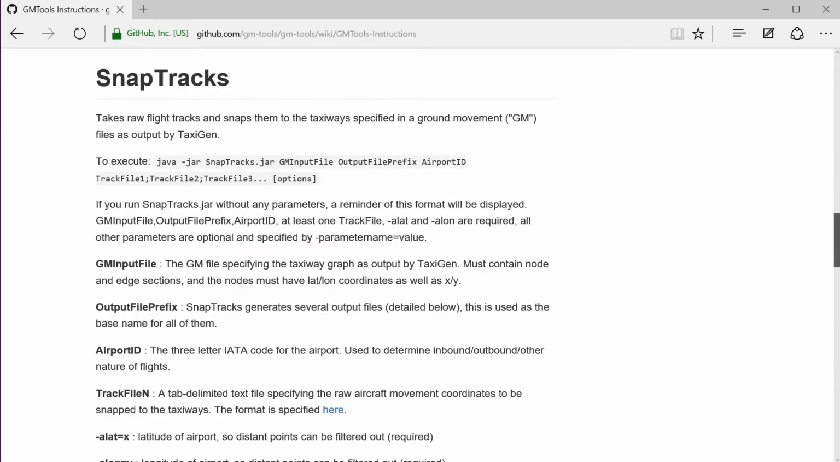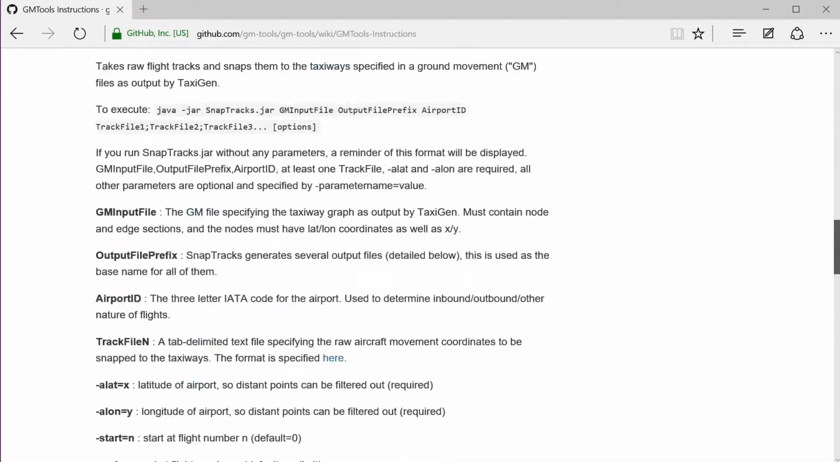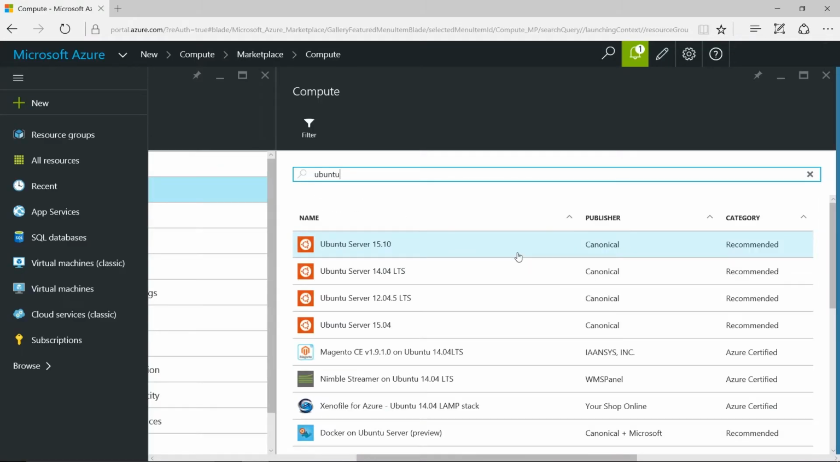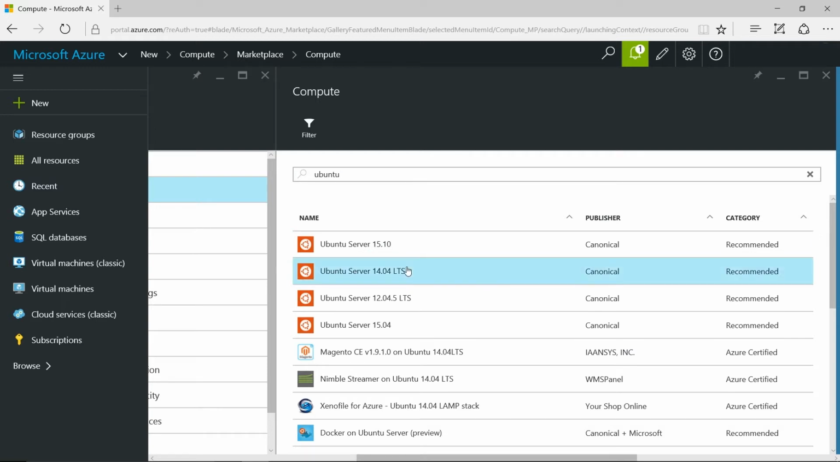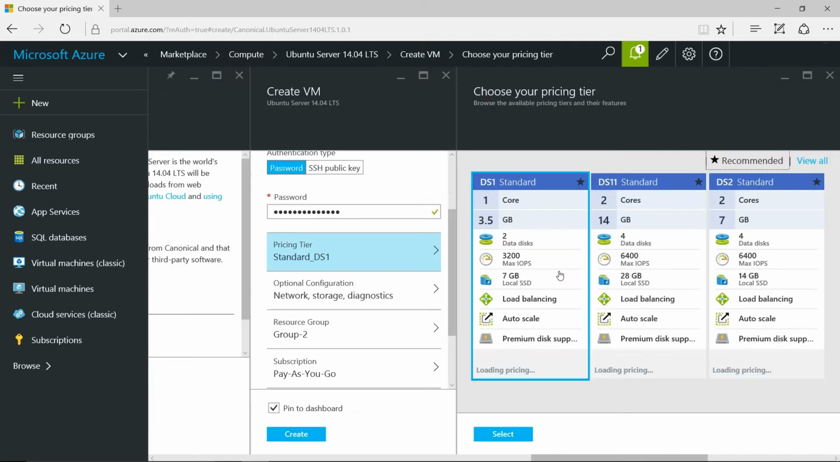They are SnapTrax, TaxiGen and GM to KML, and these all take care of different aspects of processing data connected with airport ground movement or taxiing. I was pleasantly surprised by how simple it was to use open source tools with Azure. Linux, OpenJDK, SSH all worked just straight away very easily.